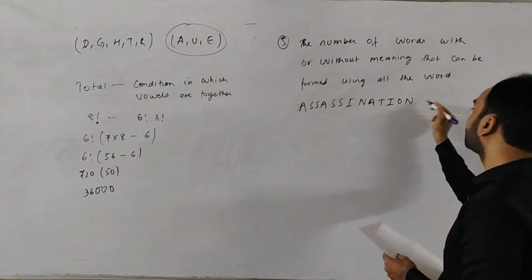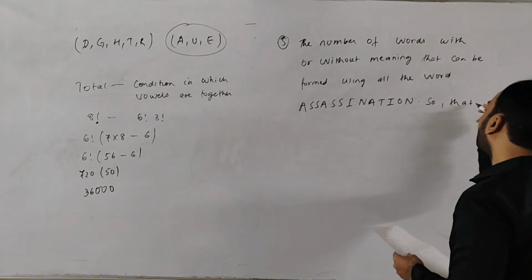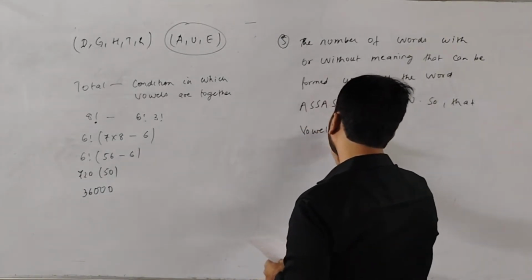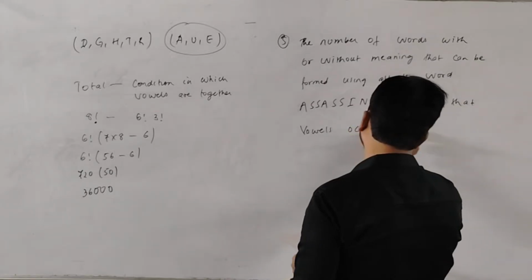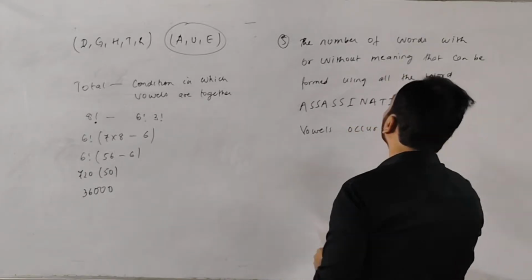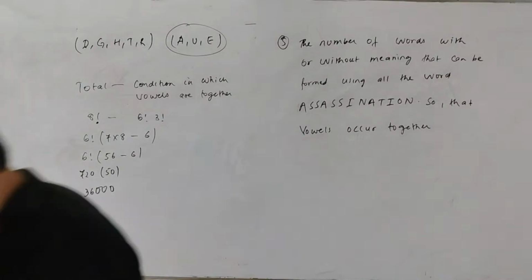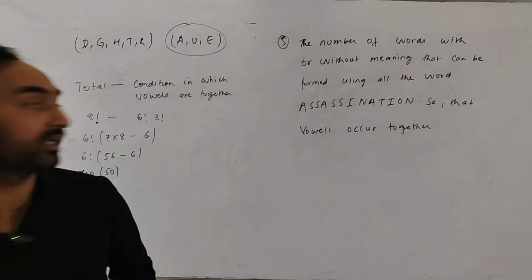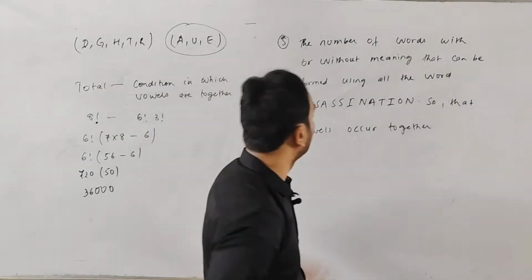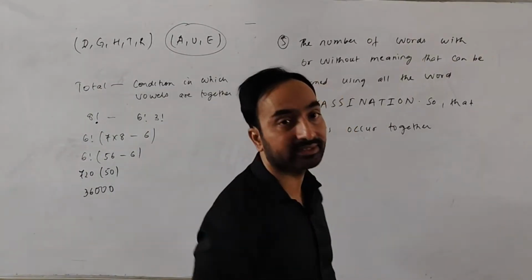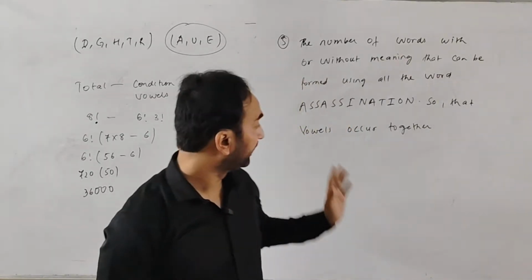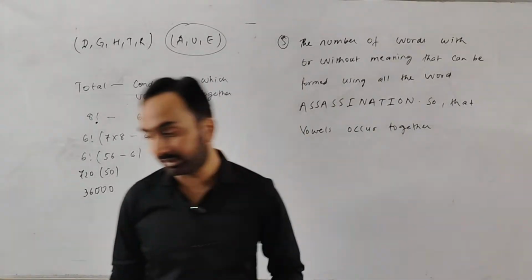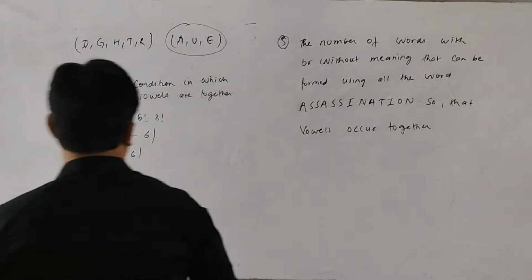So that vowels occur together, right? So here we have to find the number of words which can be formed using the word assassination, and the condition is given as the vowels occur together. Now see how we can do this one.